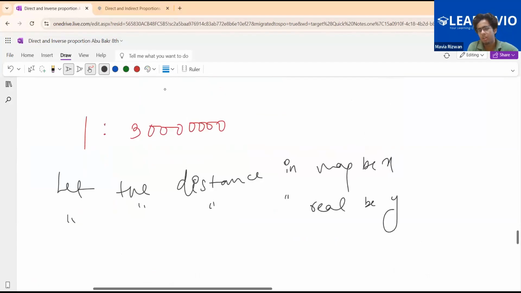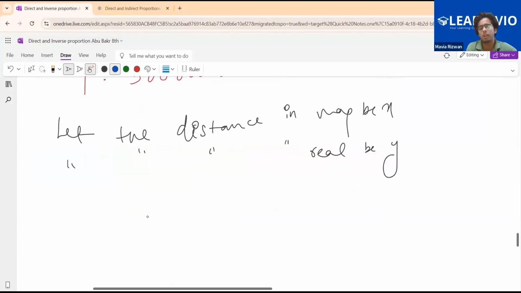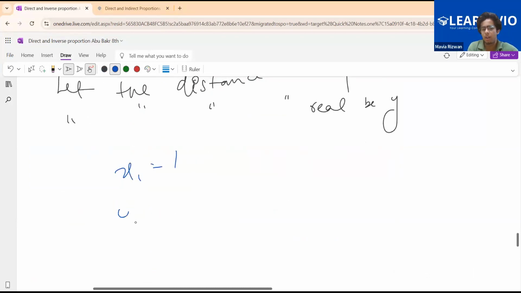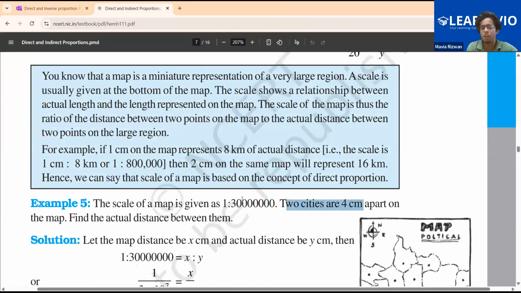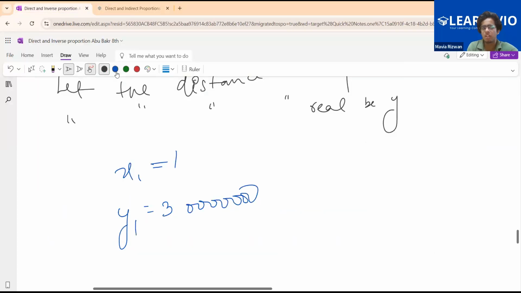Now I'm not going to draw the table, I'm directly going to do it. Say x1 is 1, and when the distance in map is 1, the corresponding real distance is 3 and this much. Now they are asking, two cities are 4 centimeters apart on the map. Find the actual distance between them. So the map distance is given, x2 is 4 centimeters. You have to find the real distance, that is y2.